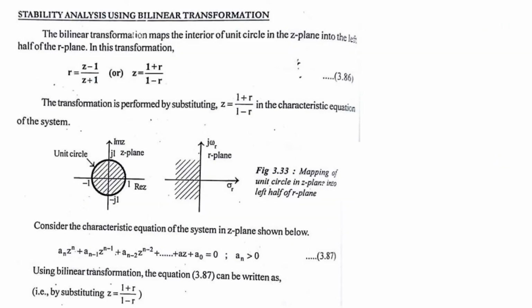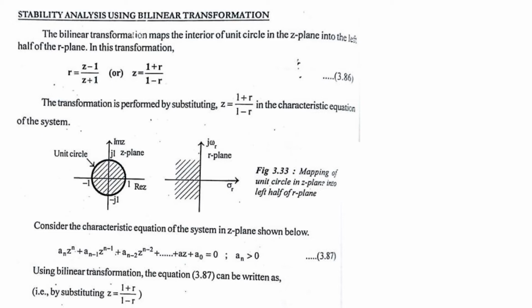So next, we are going to use the bilinear transformation method. In bilinear transformation, we are mapping the interior of the unit circle in the z plane into the left half of the s plane or r plane, using the transformation z is equal to (1 + r) divided by (1 - r). So we are using this transformation to convert our z plane into an s plane or r plane.